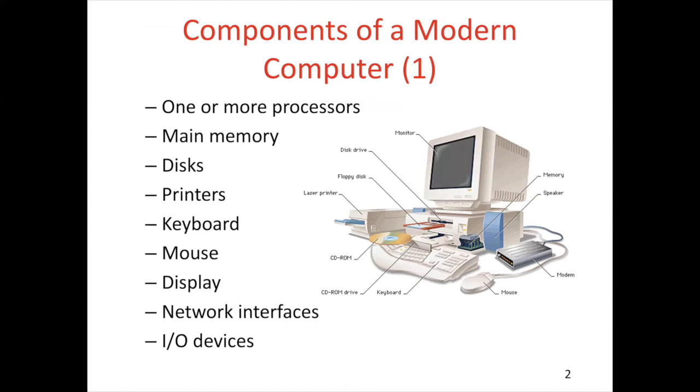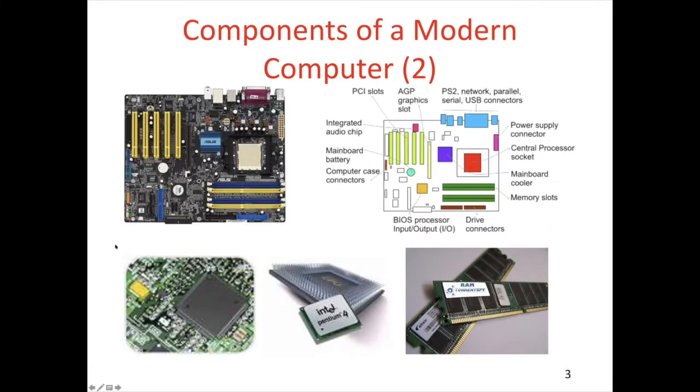Here the components of a modern computer are shown. We have one or more processors, main memory, disks, printers, keyboard, mouse, display, network interfaces, and I/O devices. Here there is a main board of a computer, and in this schema the components are labeled.